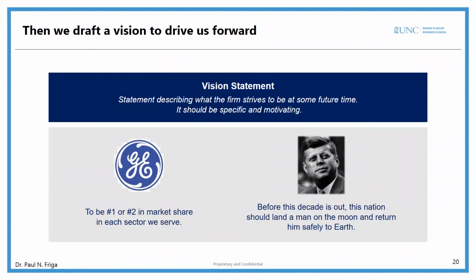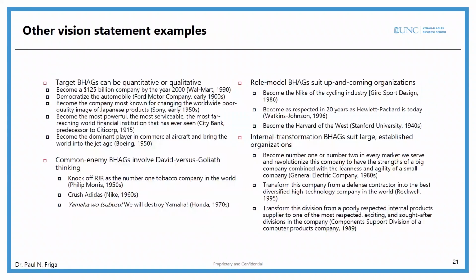The last great not-for-profit, or one of the greatest ones: before this decade is out, this nation shall land a man on the moon and return him safely to Earth. Of course, they did that in less than 10 years. And that was an exciting thing, that BHAG that people got behind, and led to all kinds of other great things. Now, more vision statements from Walmart.